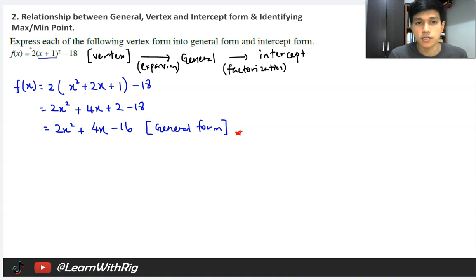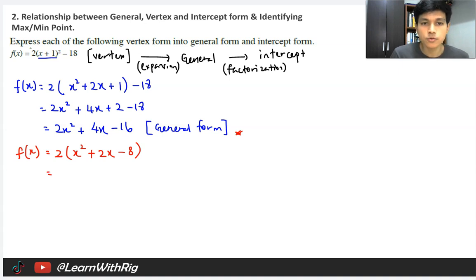Okay, next you want to change to intercept form. To do that, you have to factorize. When you factorize, you should get two brackets. Before you do that, one thing you have to do is remove the common factor, because all of them are a factor of 2, correct? So the first thing you have to do is factorize 2 out of the equation. So you get 2 here, x squared plus 2x minus 8.